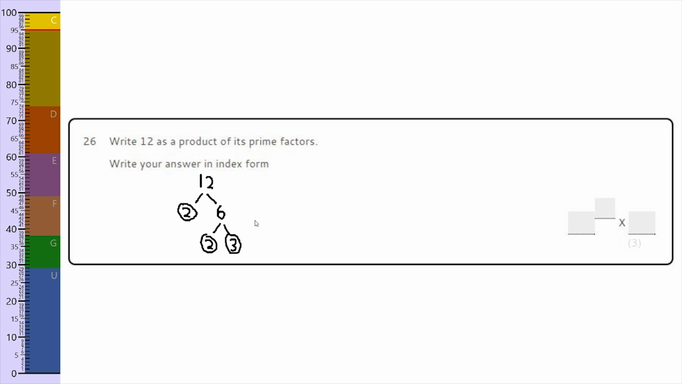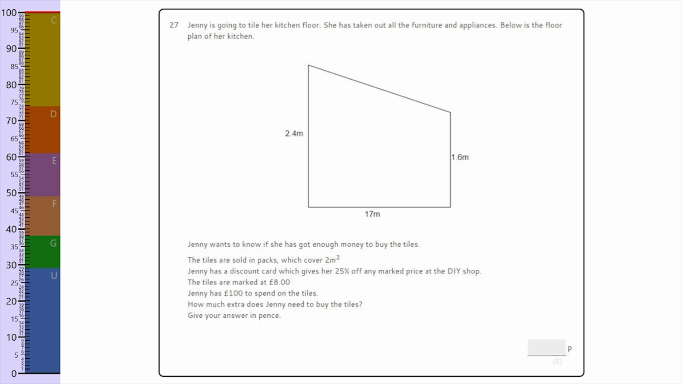So that's 2, 2 and 3, so that's 2 times 2 times 3, because it says product, so we've got to put a times sign. And it says write it in index form, so instead of 2 times 2, we're going to write 2 squared times 3. Filling it in the way that they want us to on the website, 2 squared times 3 will be the right answer. Okay, let's move on. I think this is our last question, so this is for total 100% marks. Let's pause the video now and have a go.